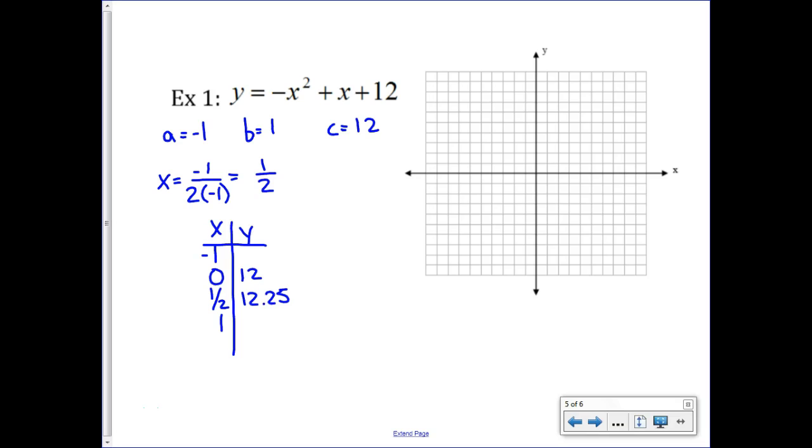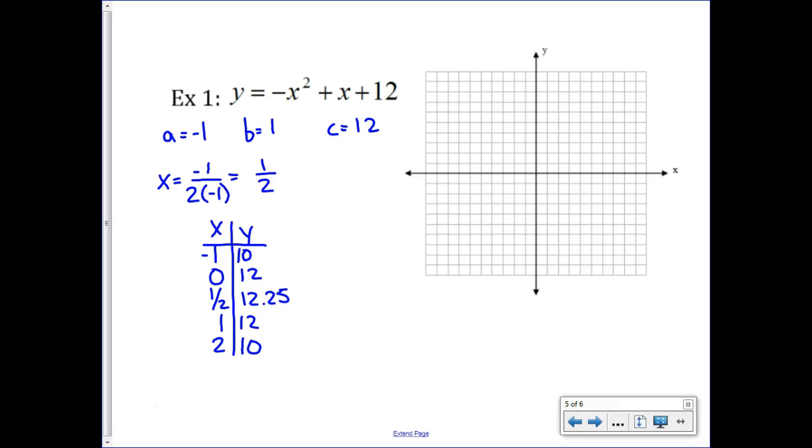So 1, if I plug it in, negative, and then 1 squared is 1, plus 1, those cancel each other out. I get 12. It should be the same based on our axis of symmetry. And if I plug negative 1 in, negative 1 squared is positive 1. The opposite, though, is negative, plus negative 1. So I have negative 1 plus negative 1 plus 12. So I get 10. And so then 2 should also be 10 if you plug that in. You can pick other points. You can pick as many points as you need, but you need at least 5 total points there.